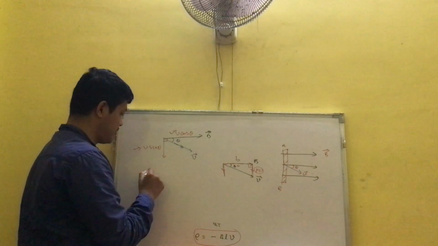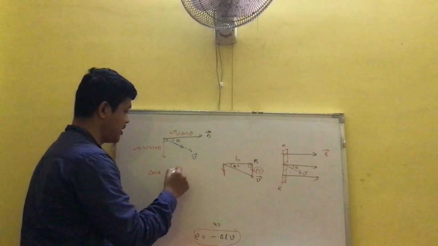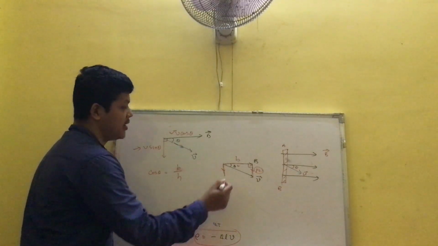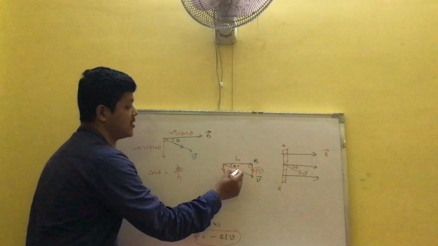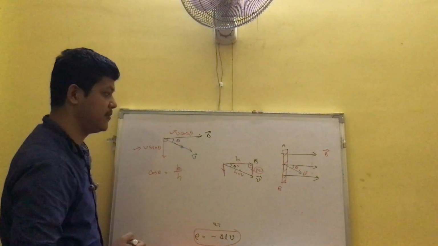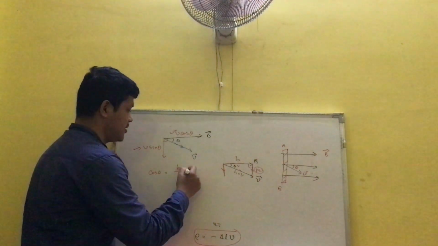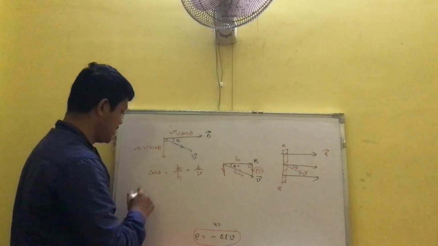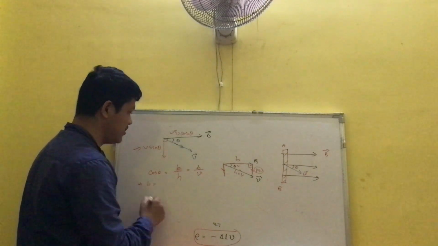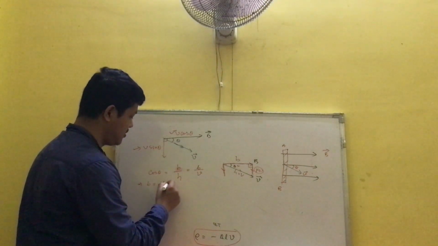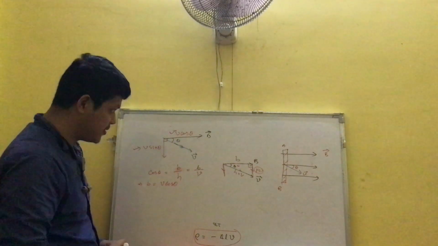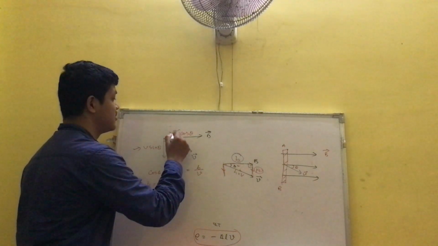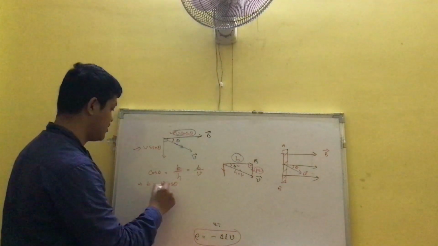Now use trigonometry. Cos theta, we know, is base by hypotenuse. Here the hypotenuse is nothing but v, the velocity v. So we can write b by v, and so b will be v into cos theta. So this component is v cos theta.